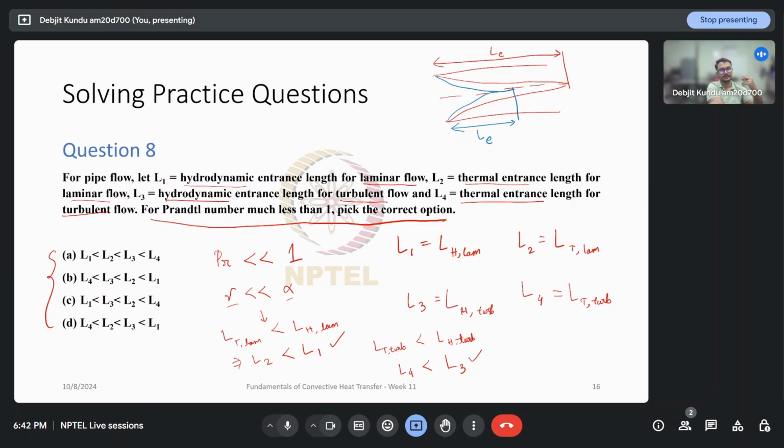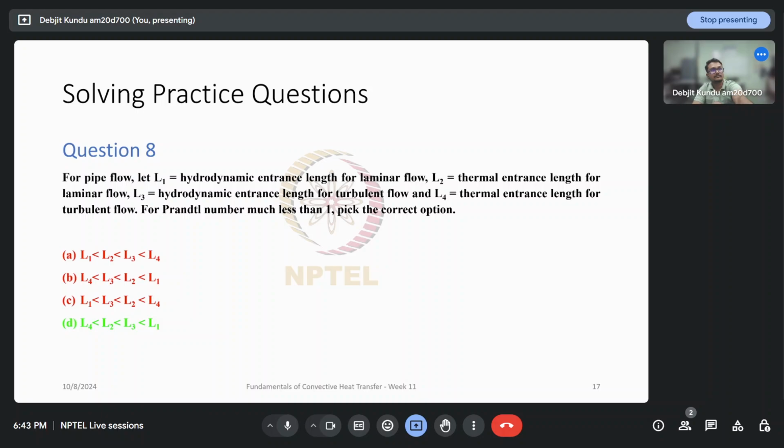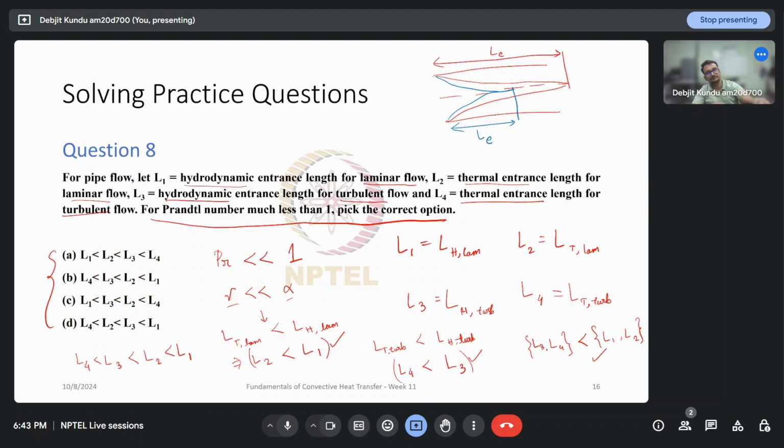On top of that, we know that in turbulent cases, the boundary layers grow more quickly, right? So these two entrance lengths, L3 and L4, which correspond to the turbulent cases, will in turn be smaller than the laminar cases, L1 and L2. If we stitch together these three things, I get L4 less than L3 and less than L2 less than L1, which is option, sorry. It could be the other way around as well.